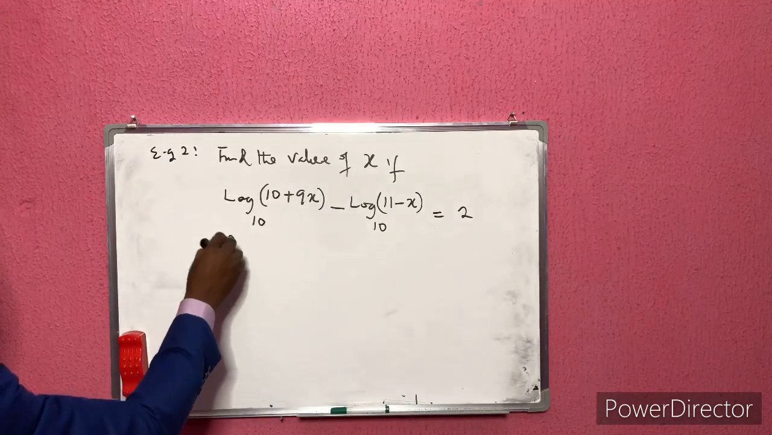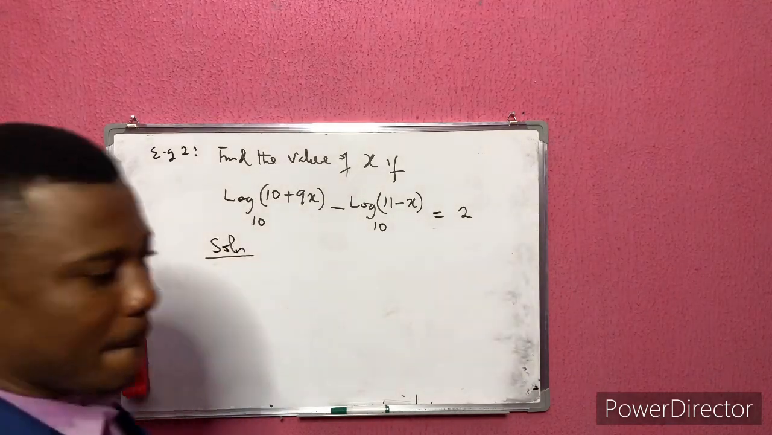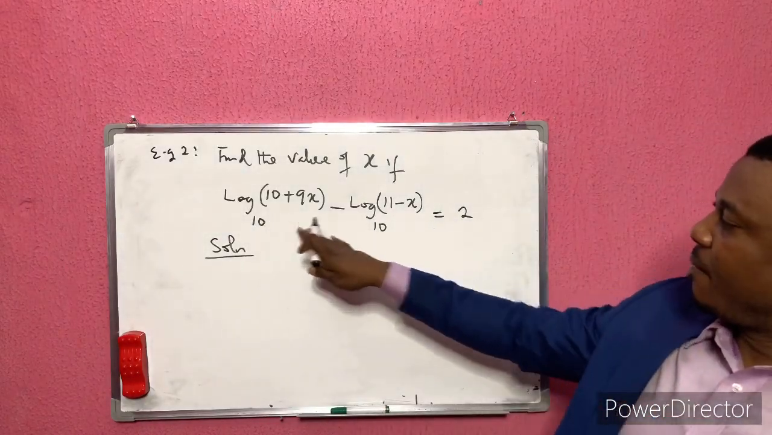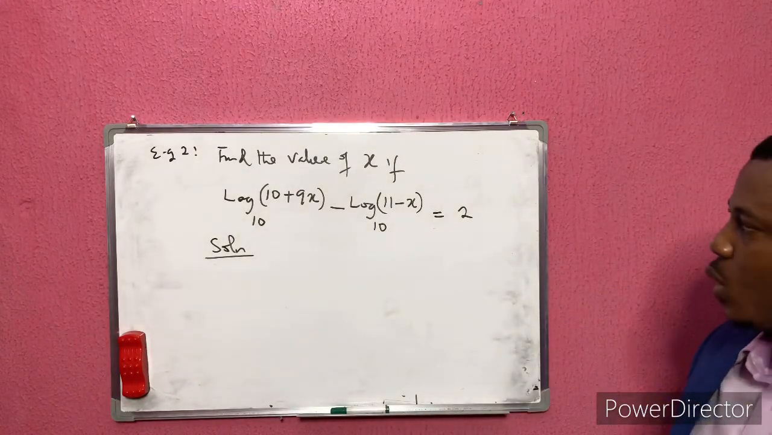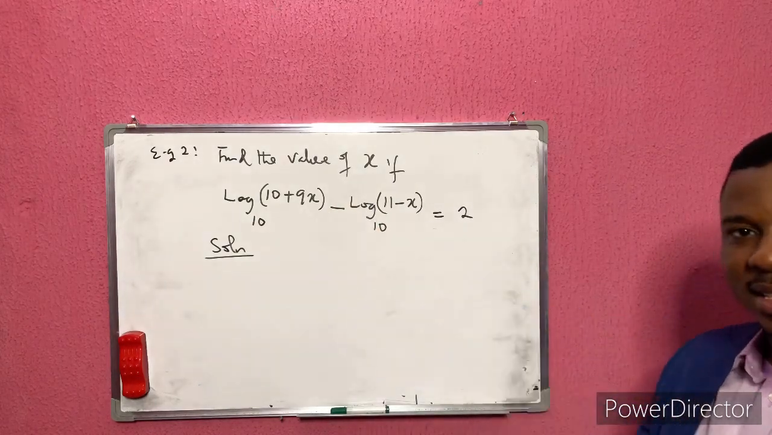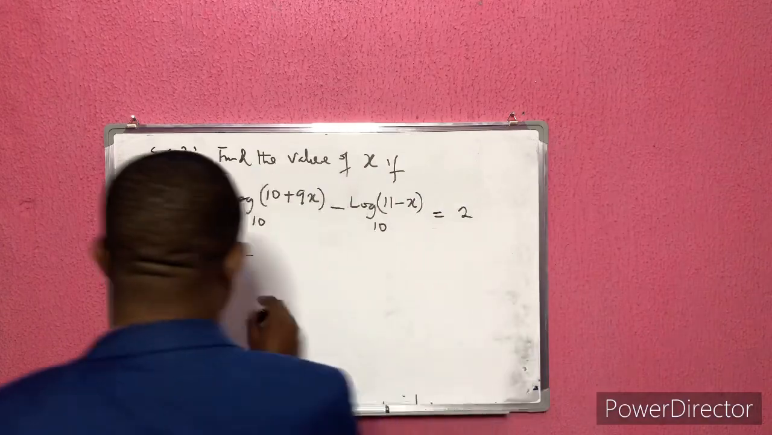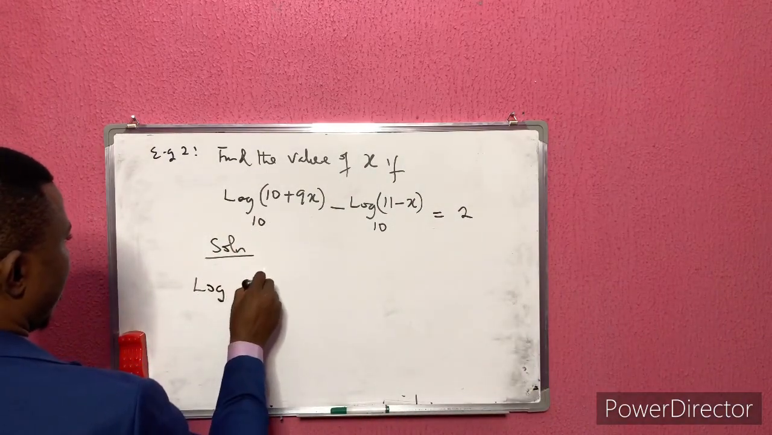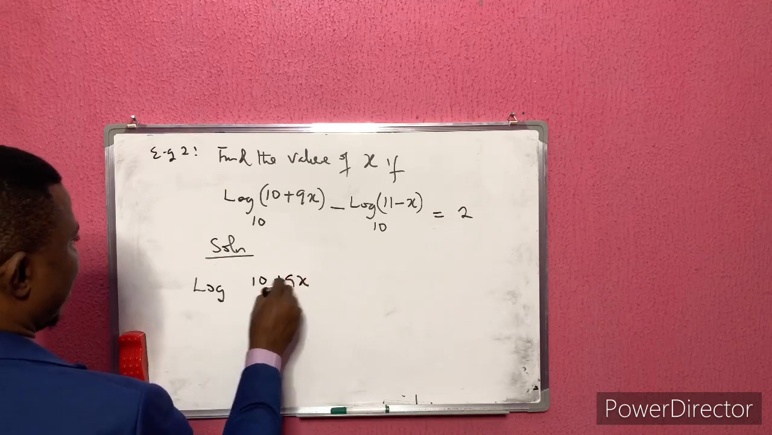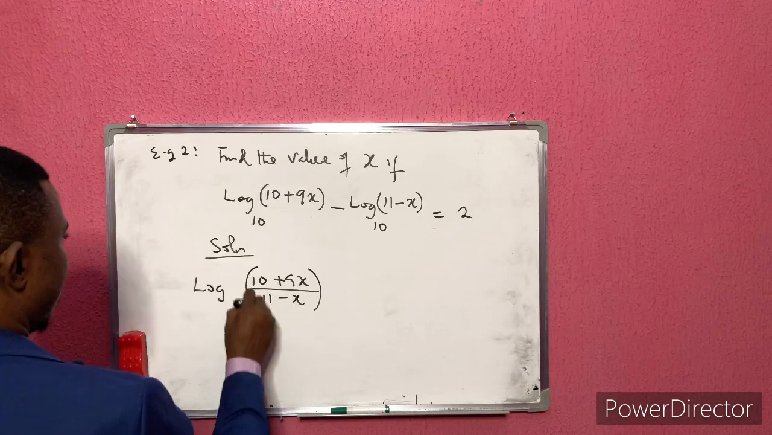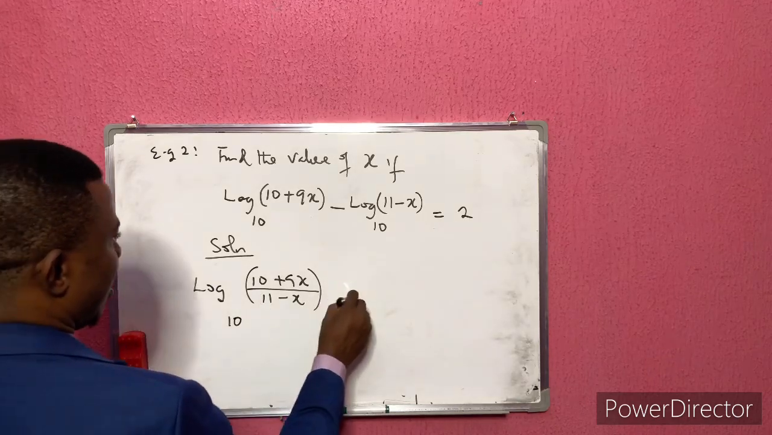This is a simple task. You can see they have the same base. What do we do? Since it is subtraction, we divide the logs to give you log 10 plus 9x divided by 11 minus x, all in base 10, equals 2.